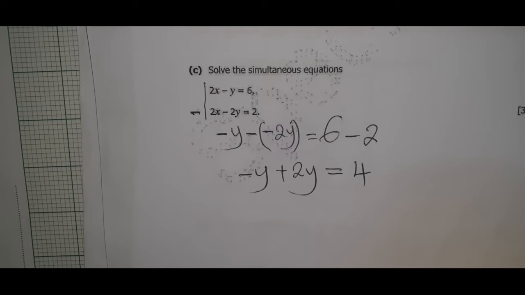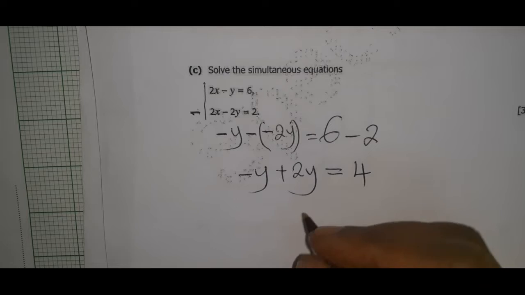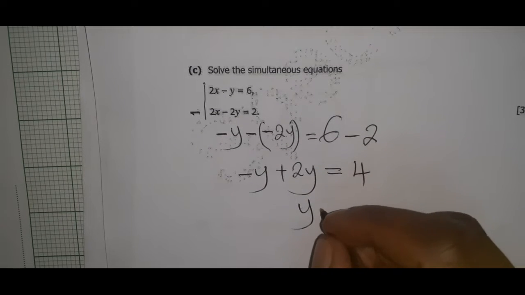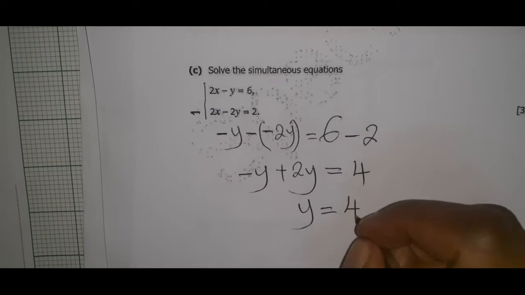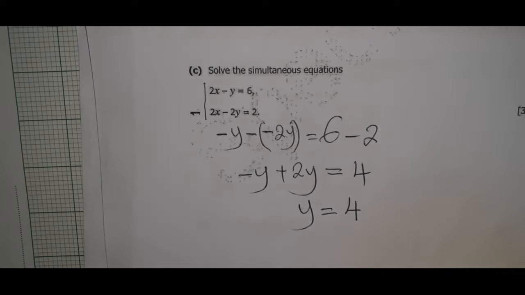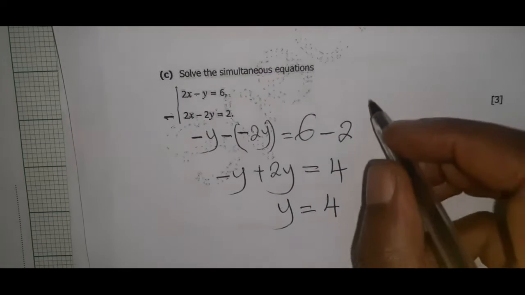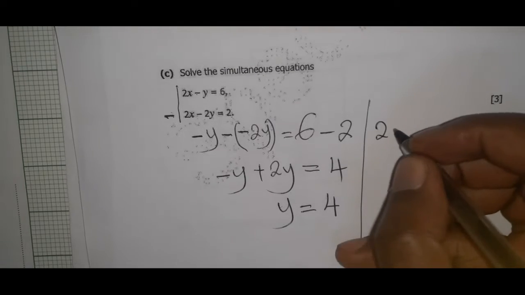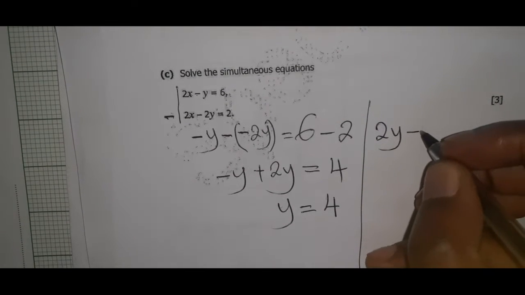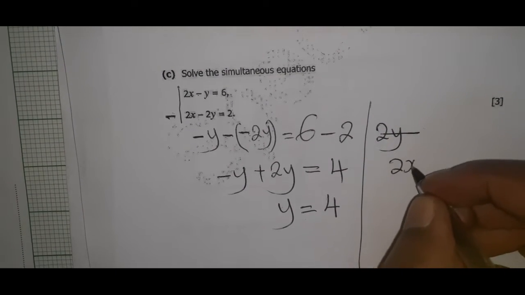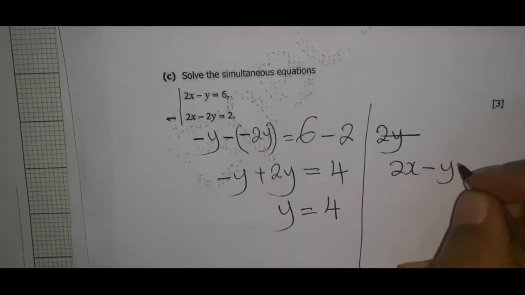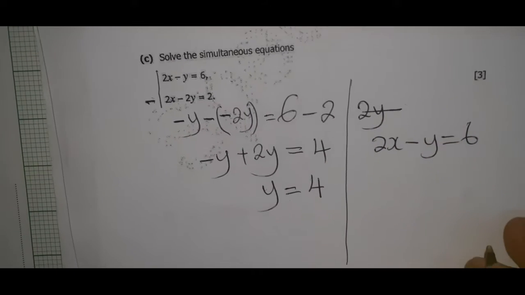So what are we getting? We are going to get that the value of y is equal to 4. Now, if the value of y is equal to 4, what is the value of x? We can pick one of these equations. For instance, we can take the first one, which is 2x minus y is equal to 6.